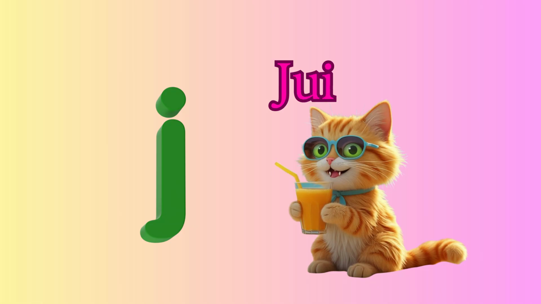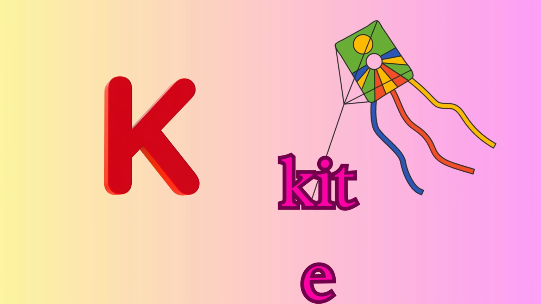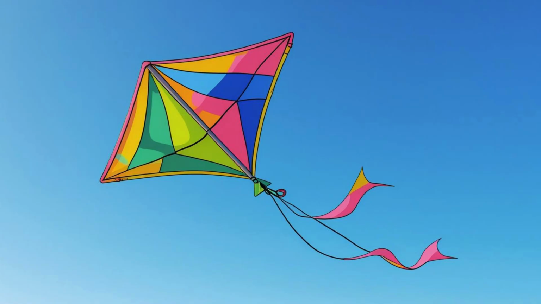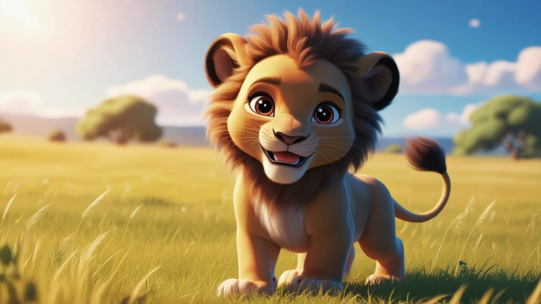Cold ice cream. J is for juice, J, juice. Yummy juice. K is for kite, K, kite. Flying kite. L is for lion, L, lion.